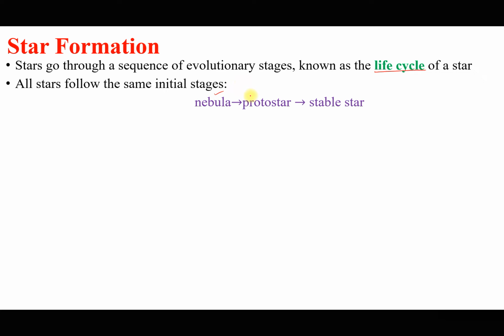We said a nebula is an interstellar cloud of gas and dust. Then it becomes a protostar, which is the first stage of a star, where the nebula collapses. And when a protostar is formed, it becomes a stable star when the gravitational attraction within the nebula becomes equal to the outward force due to the high temperature at the core. Then the star becomes a stable star. So these are the initial stages of every star. After these three stages, the next stage will depend on the mass of the star which is formed. So what is a nebula?